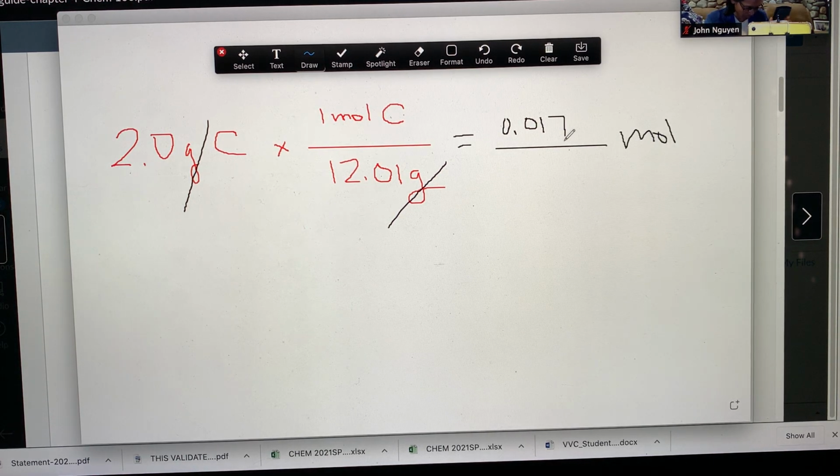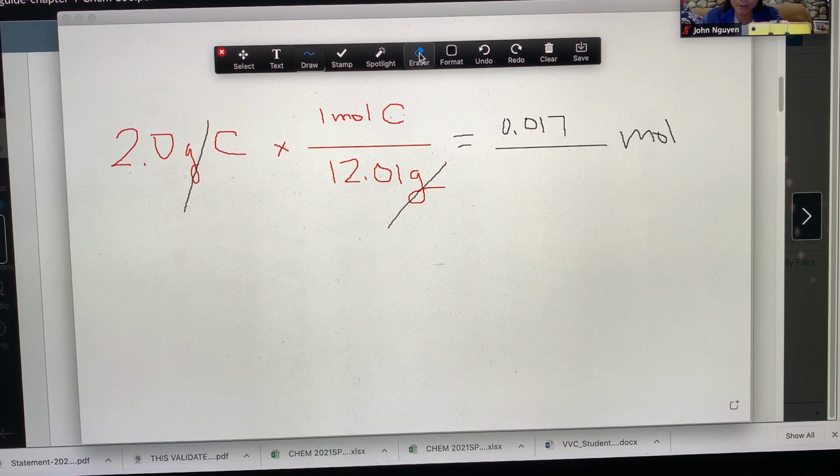So you guys want to take a minute and check it out. If you round it off, 0.17, sorry, so 0.17.